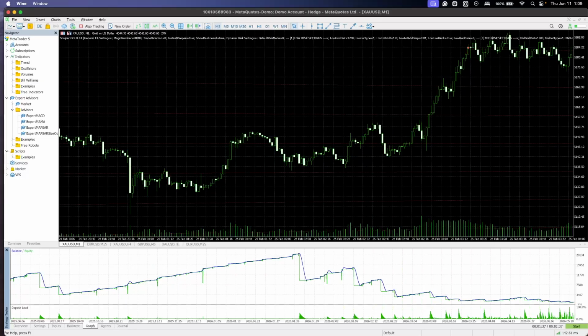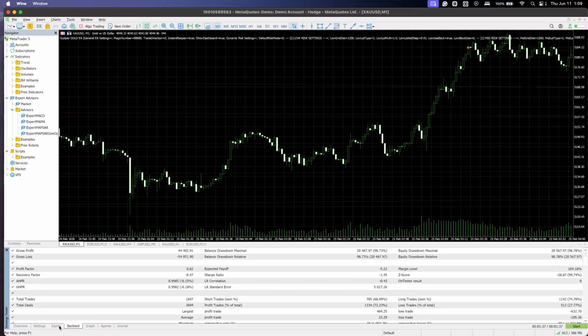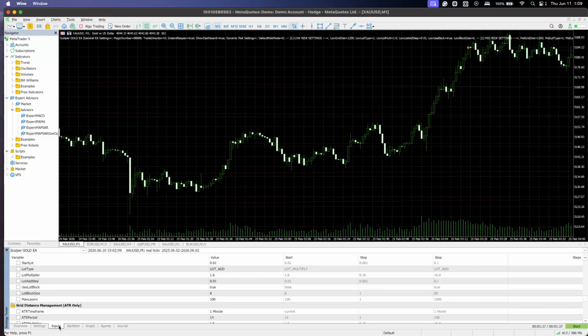And the news filter helps but doesn't save it in strong moves. High trade volume means constant risk, and also we have the grid function, which is on, and this is a very, very risky expert advisor to trade with.